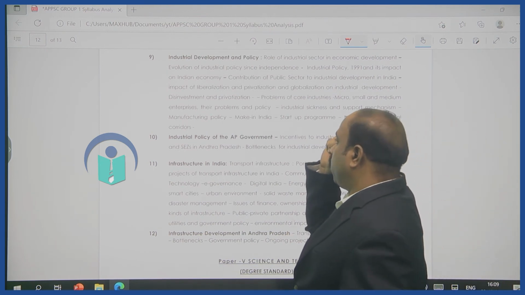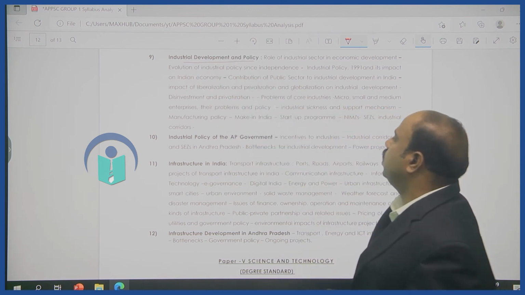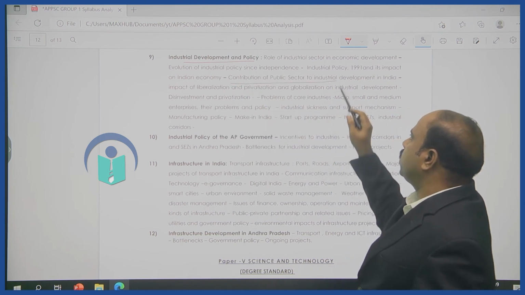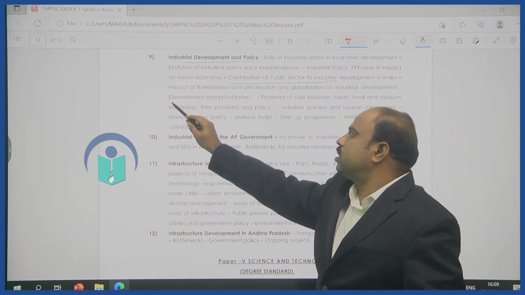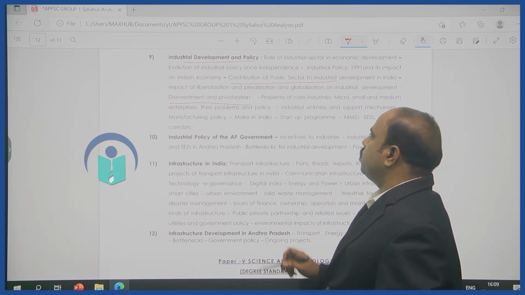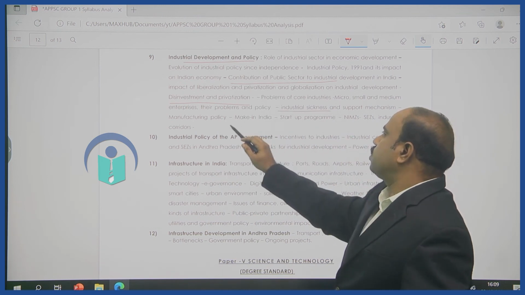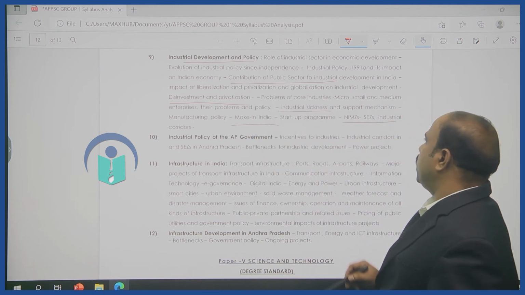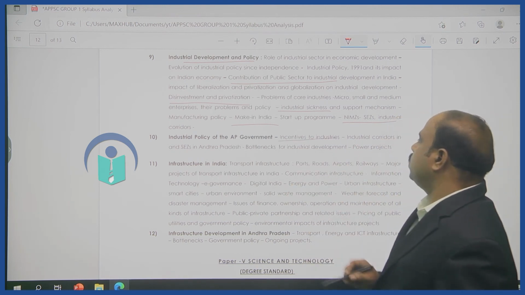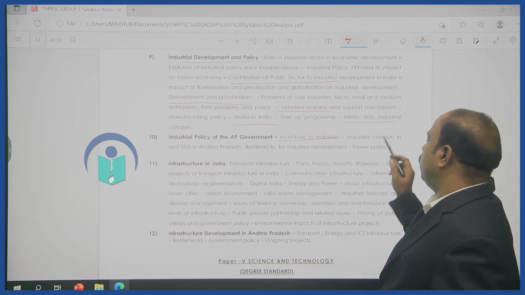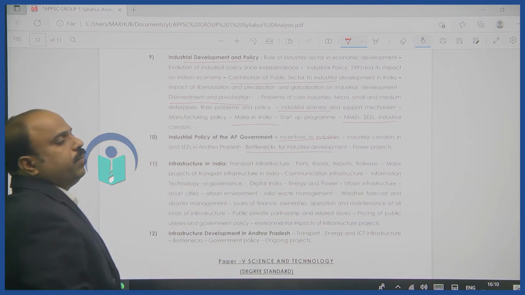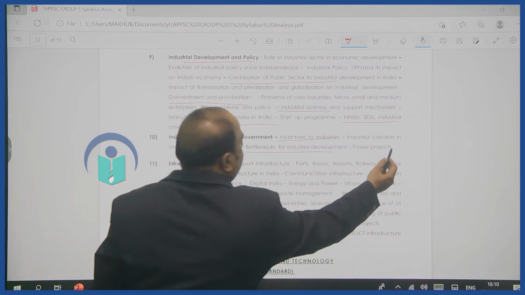The next is the economy scene. So industrial development and policy of India and Andhra Pradesh. About the contribution of public sector to industrial development. Then disinvestment and privatization, and the difference and meanings of disinvestment and privatization. The next, industrial sickness. The next, Make in India, startup programs, NIMZ, SEZ, industrial corridors in India as well as in Andhra Pradesh. Initiatives and incentives to industries. Industrial corridors in Andhra Pradesh, SEZ in Andhra Pradesh, bottlenecks for industrial development, and what are the power projects in Andhra Pradesh.